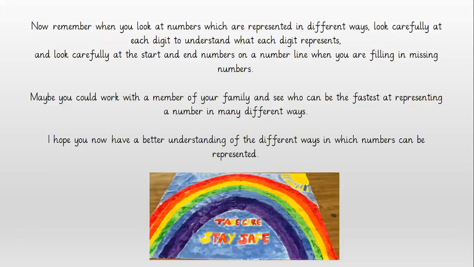Now remember, when you look at numbers which are represented in different ways, look carefully at each digit to understand what each digit represents. And look carefully at the start and end numbers on the number line when you're filling in the missing numbers. Maybe you could work with a member of your family and see who can be the fastest at representing a number in many different ways. I hope you now have a better understanding of the different ways in which numbers can be represented.